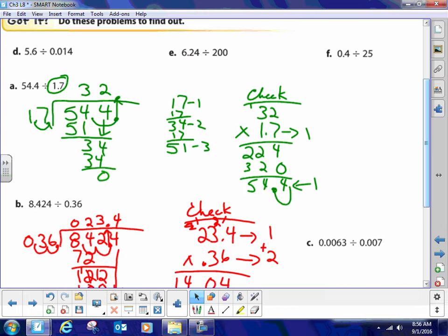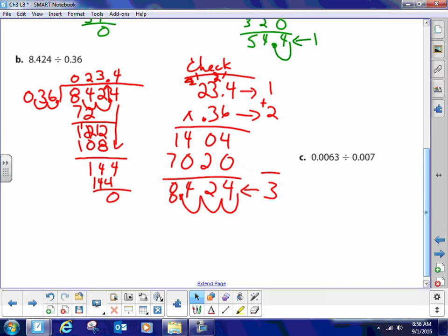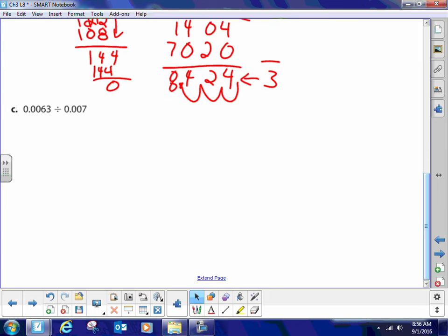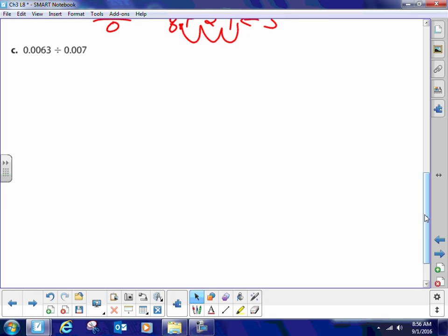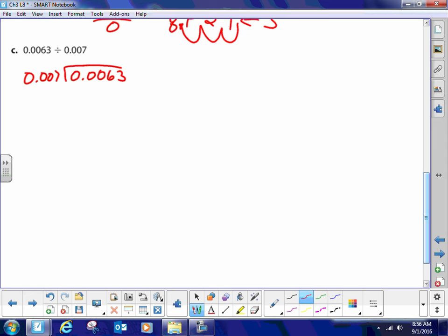Bring this down. Extend the page, maybe even one more, just so I don't have to do it again. Then I have 0.007 divided into 0.0063. Now, well, whatever. Here, let's just do the work. All right, we have to undo 3 wubbas.